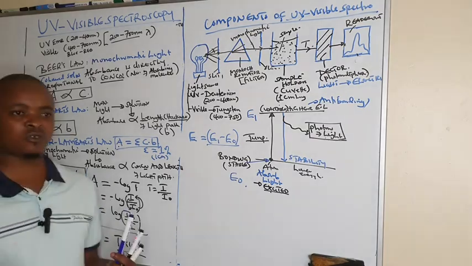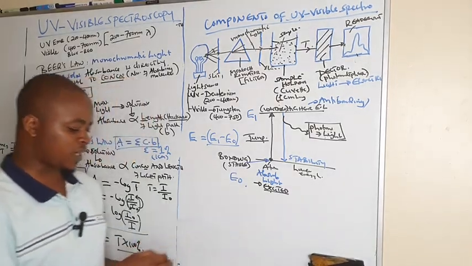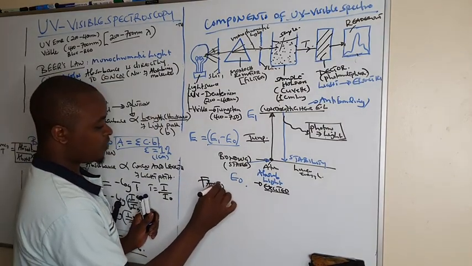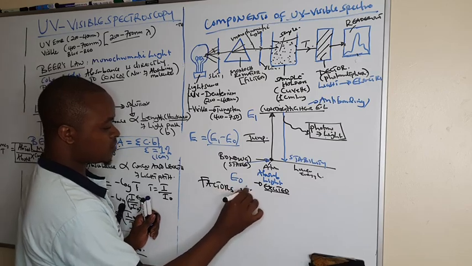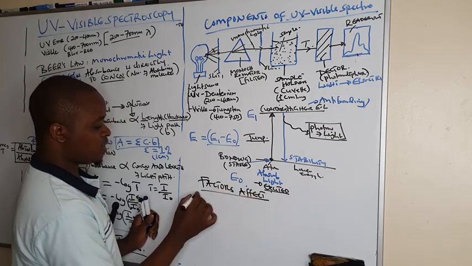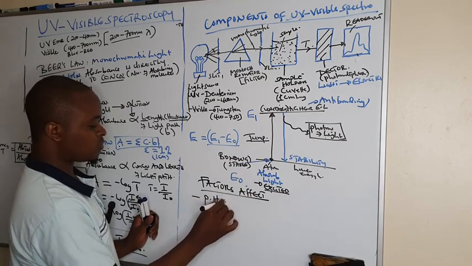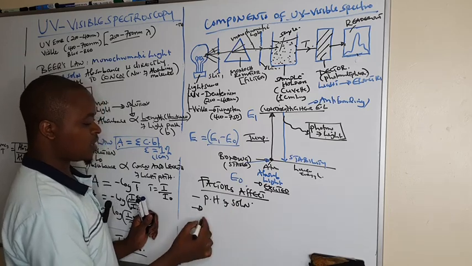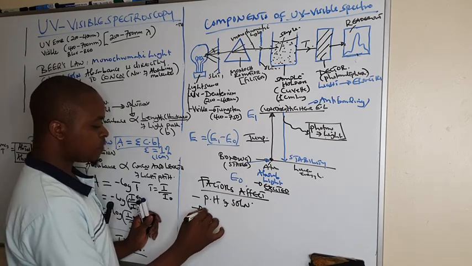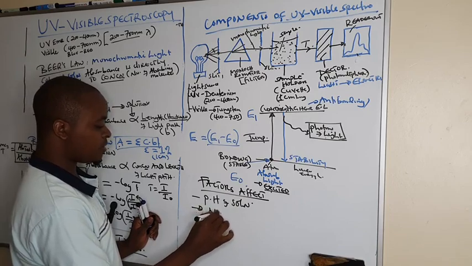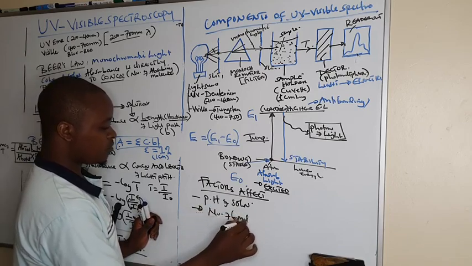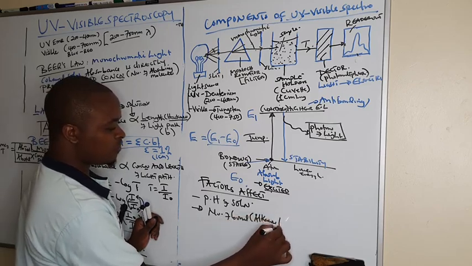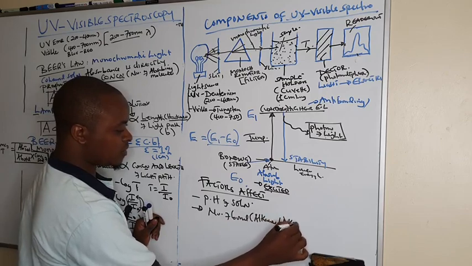And this UV spectroscopy is affected by factors. So the factors that affect this spectroscopy: one includes the pH of the solution. The second one is the number of bonds, whereby alkanes absorb differently from alkenes and alkynes.